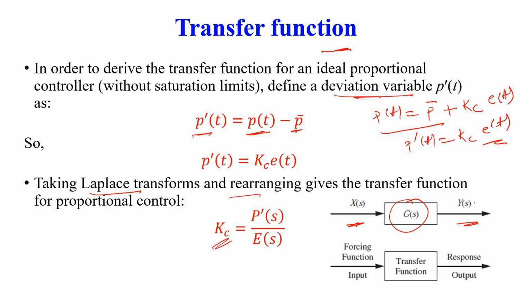So, we get Kc as P dash s upon E s. Here your outlet is P dash s, and the inlet is E s. So, basically the transfer function is converting this input to the output, or the forcing function to the response.